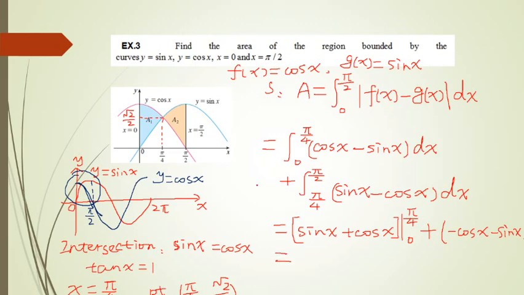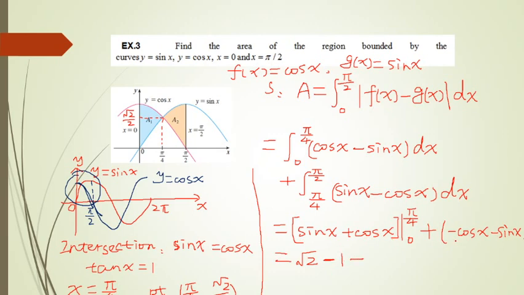Let's recall some special values. Sine pi over 4 plus cosine pi over 4 should be root 2 over 2 plus root 2 over 2, so you get double. And then minus sine 0 gives 0, cosine 0 is 1, right? Cosine 0 is 1. Sine 0 is 0. That is the first part.